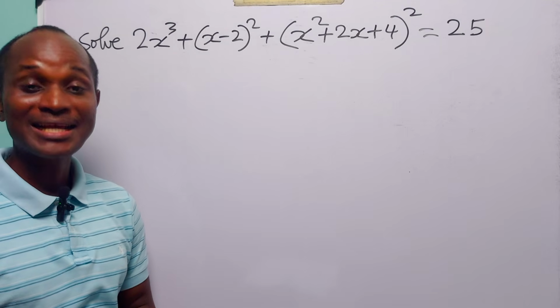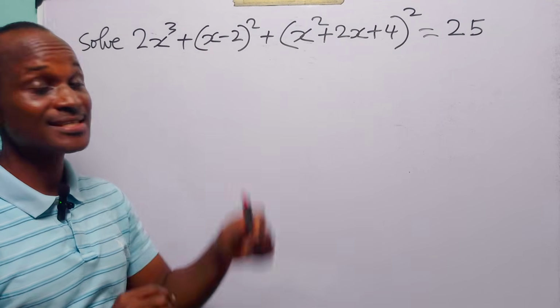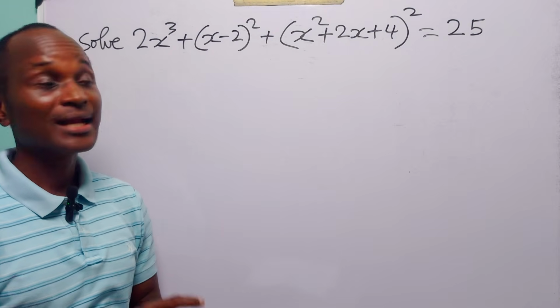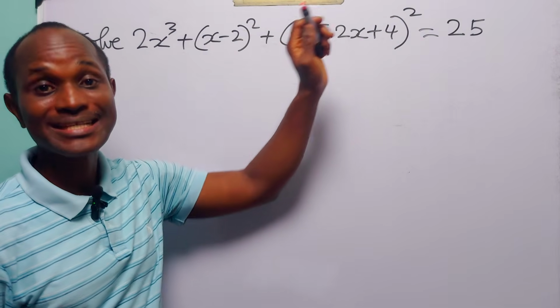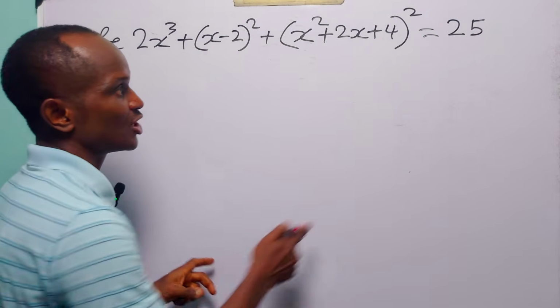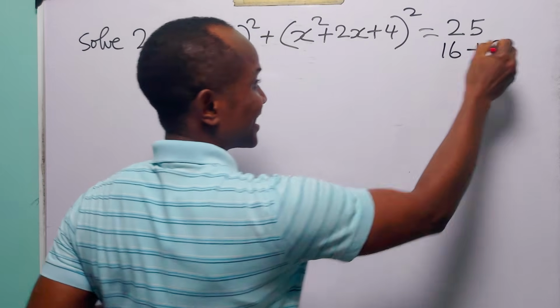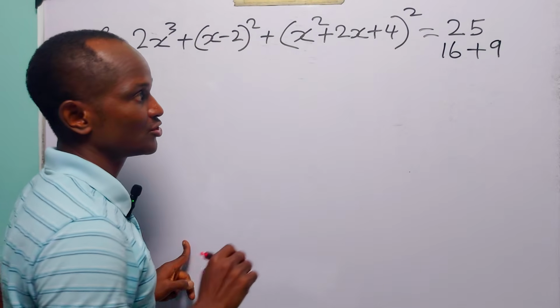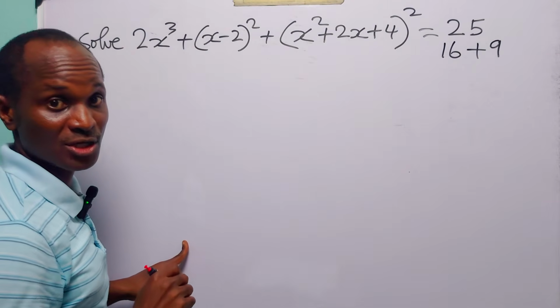Hello and welcome. In this math tutorial, our task is to find all the values of x that satisfy this equation. Now, to solve this equation, before we start expanding these brackets, notice that 25 is equal to 16 plus 9. Now, what we are going to do is that we will subtract 16 from both sides of this equation.